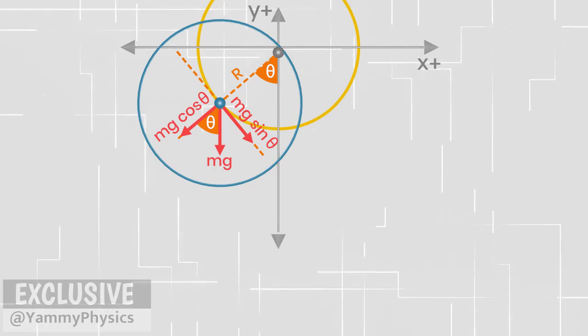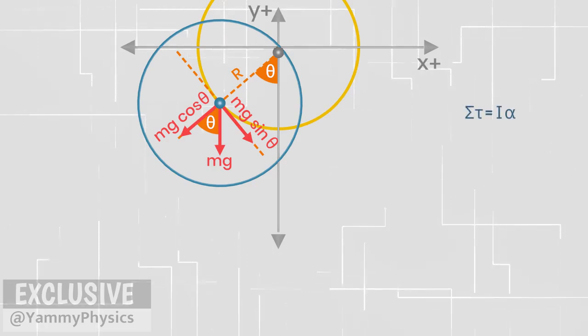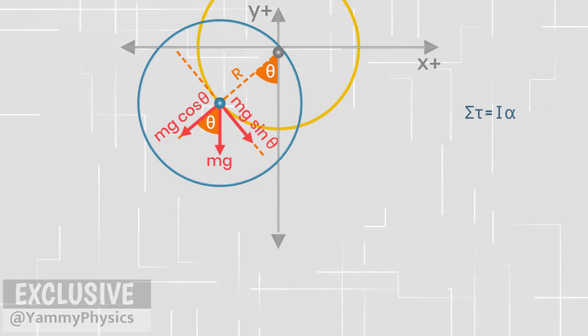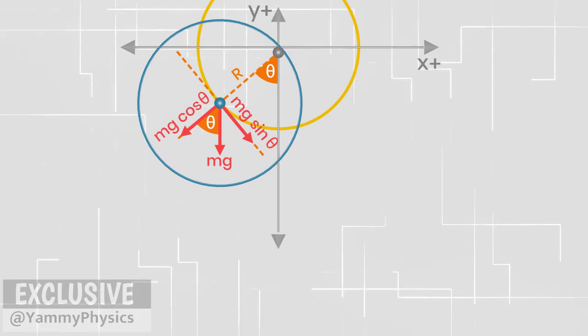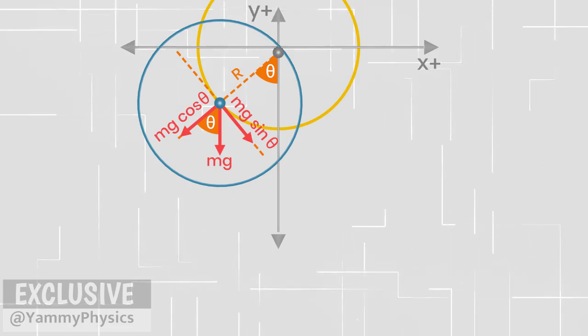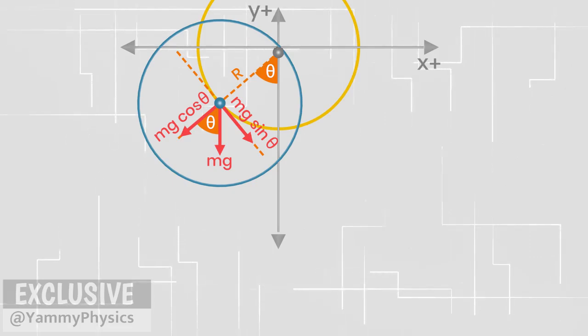Let's write the torque acting on the ring. Sigma tau is equal to I alpha. The only torque is mg sin theta times r. Is this correct?